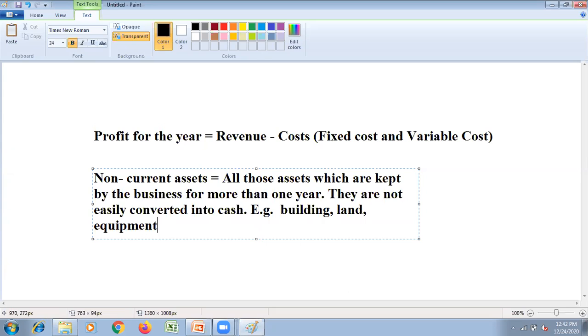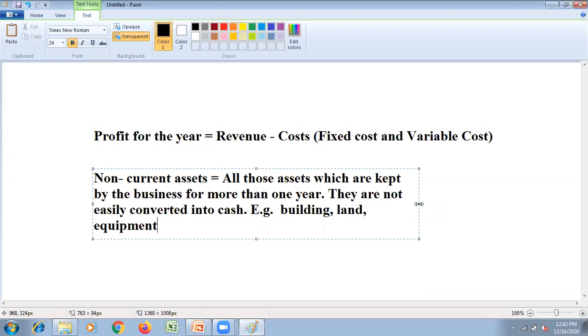Yes, that's great. Now you can see that these are the items which obviously will be kept by the business for more than 1 year because they are not for the selling purpose. They are for the purpose of... Sir, do these include investment in other companies also? Investment, like in the form of cash.